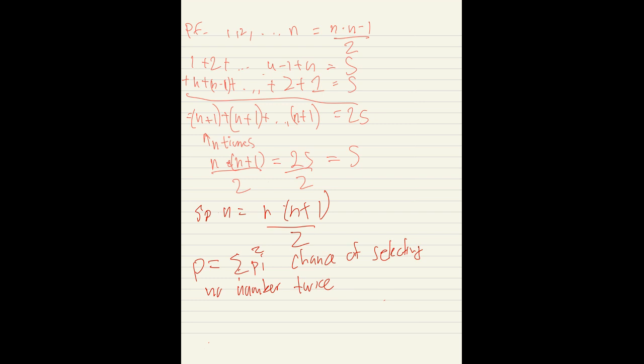Every time you pick an n value, you have n minus 1 possibilities, and we repeat this until we get to 1. So it's kind of like 1 plus 2 plus up to n. I see.